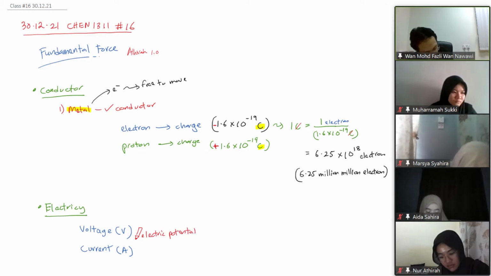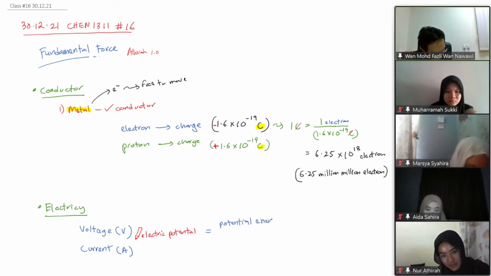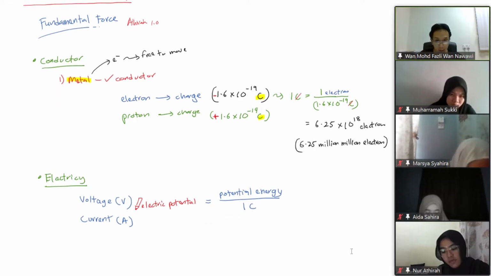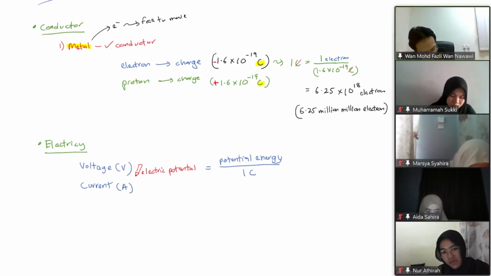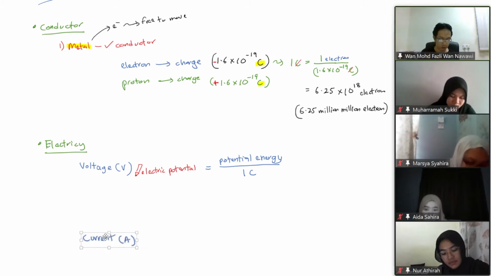So basically the voltage is the potential energy over 1 coulomb. Let me put the current down because I don't want to confuse this thing. So I put this down. Okay, so voltage is basically a potential energy per 1 coulomb charge.